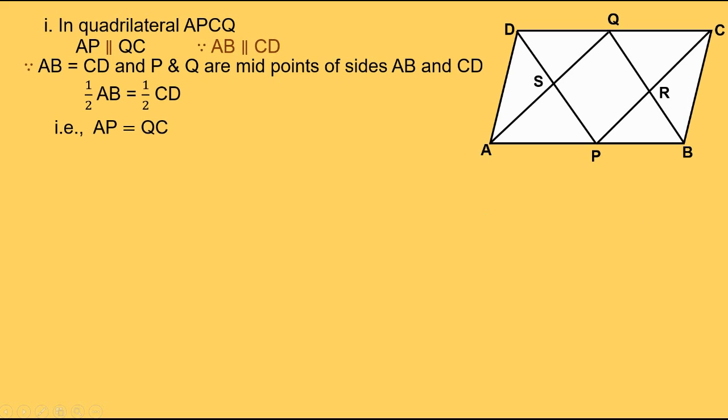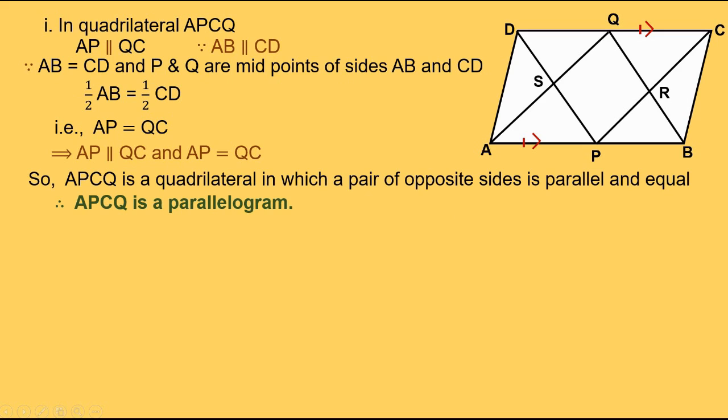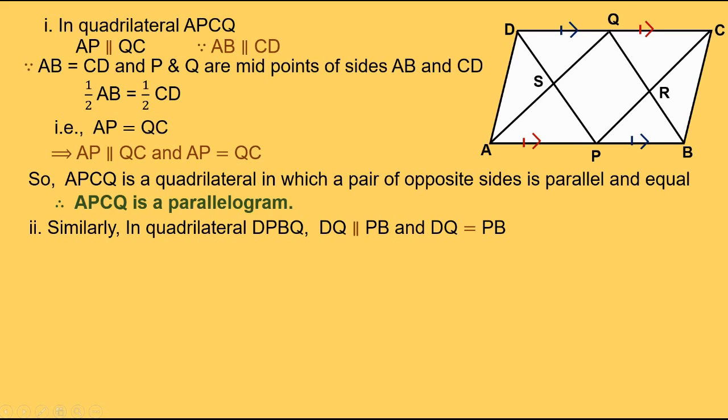This implies AP is parallel to QC and AP is equal to QC. So, APCQ is a quadrilateral in which a pair of opposite sides is parallel and equal. Therefore, APCQ is a parallelogram. Similarly, in quadrilateral DPBQ, DQ is parallel to PB and DQ is equal to PB. Therefore, DPBQ is a parallelogram.